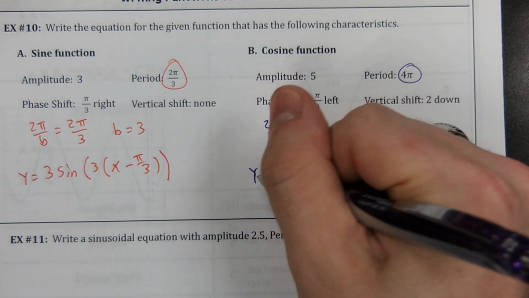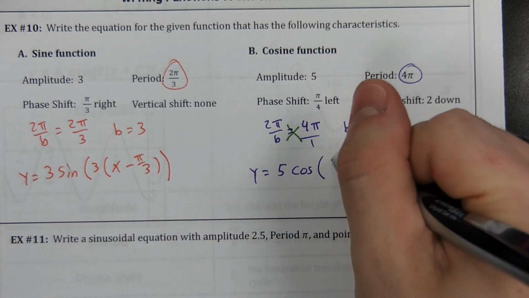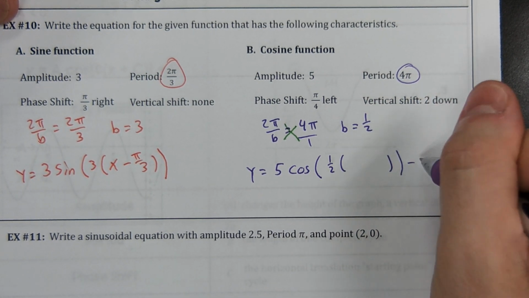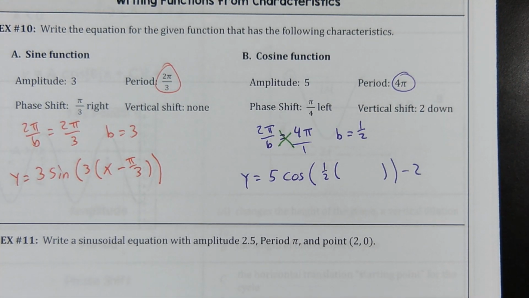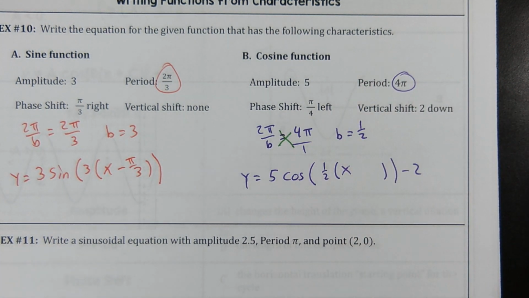Alrighty, we get y equals amplitude of 5. It says it's a cosine. We know there's a 1/2 in front. There's a shift down 2 units, and it says pi over 4 left. So x, if I'm going left, what do I see?